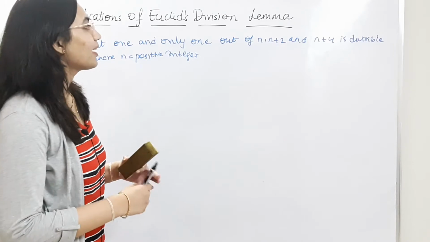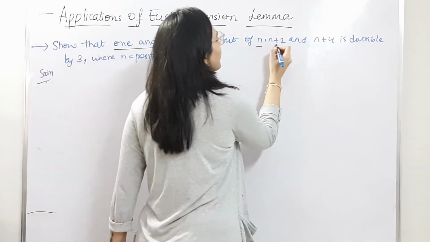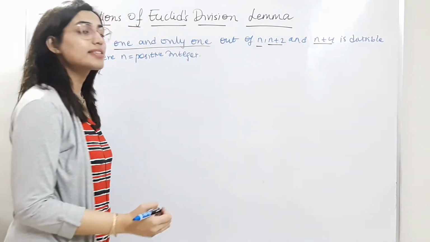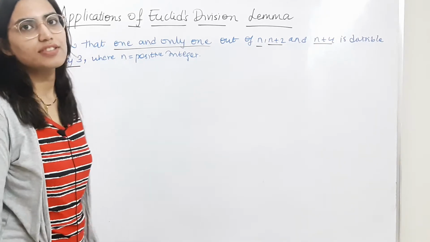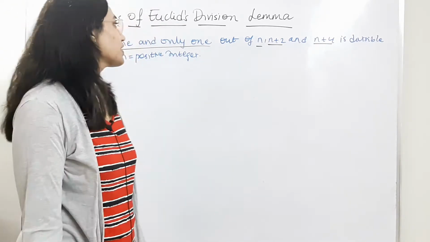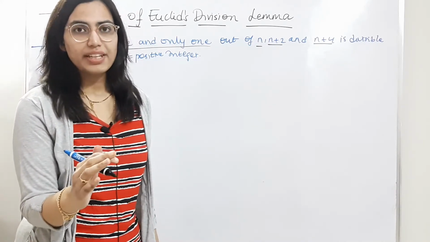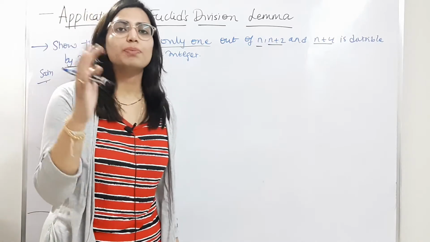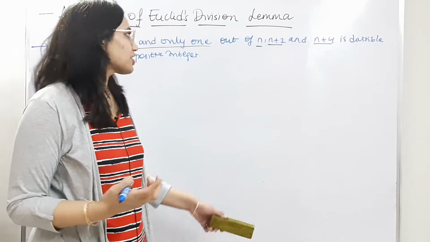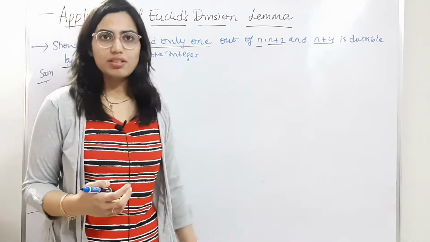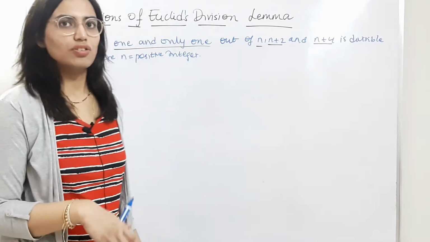Show that one and only one out of n, n plus 2, n plus 4 is divisible by 3, where n is a positive integer. That means we need to consider a positive integer and write the forms of the positive integer when it is divisible by 3 first, and then we need to see whether either of these or all of these or only one of these are divisible by 3 or not.